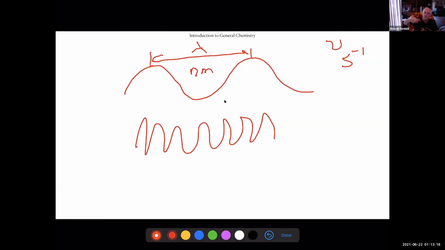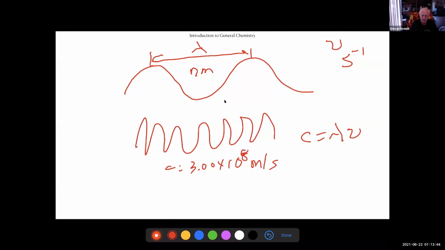Okay, so if the wavelength's going like that, that's your high energy. Very long wavelength is very low energy. Wavelength and frequency are related. C equals lambda nu. Wavelength times frequency equals the speed of light. The speed of light is 3.00 times 10 to the 8 meters per second. That's a constant. Okay? So that's our formula. The speed of light is equal to your wavelength times your frequency. So if you know wavelength, you can calculate frequency. If you know frequency, you can calculate wavelength.